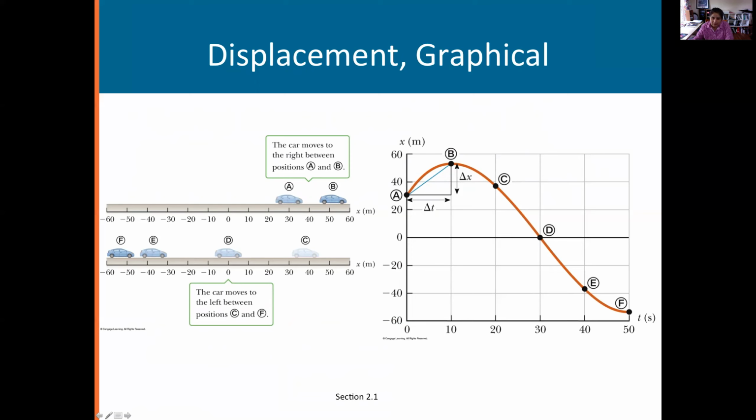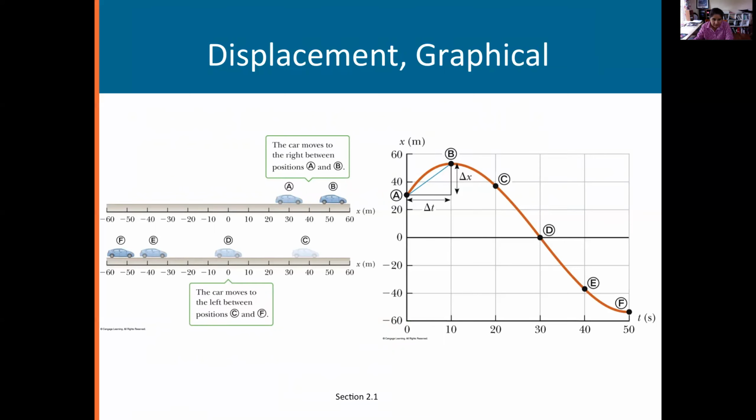10 seconds later, it's at B, which is at 52 or 53, I forget. And that on this graph would be up here. This is roughly 52 maybe, or 53. And that's our position B. At time C, it's at 38 meters, which is also positive. So just below 40, we have it here at C.